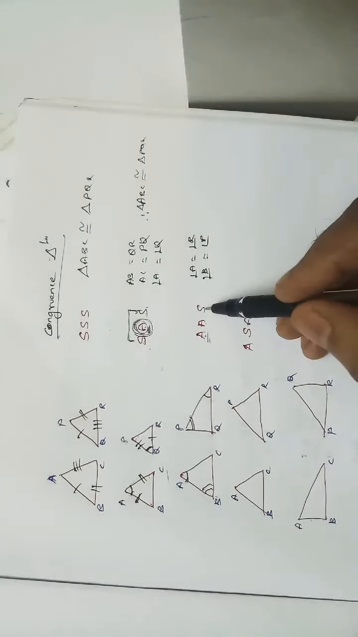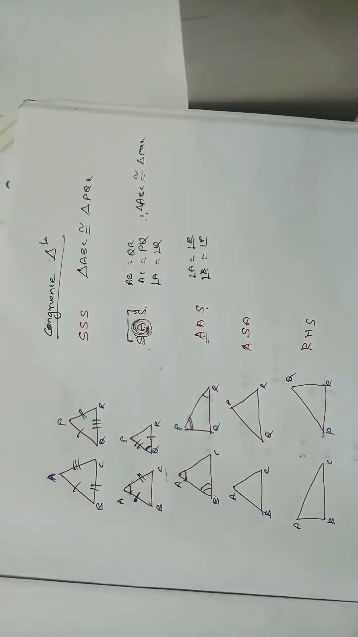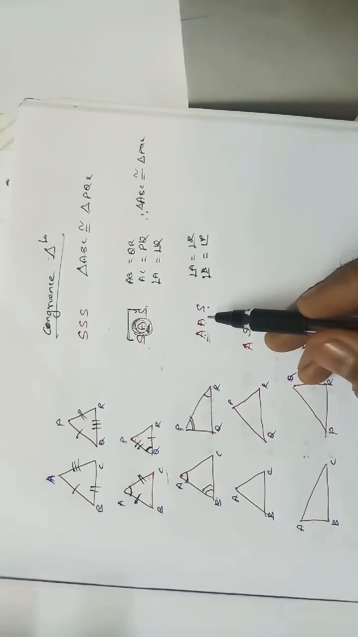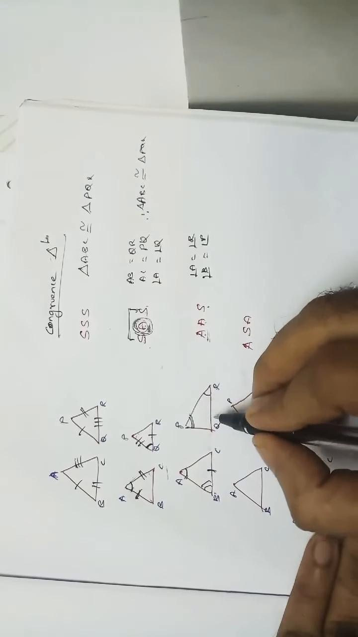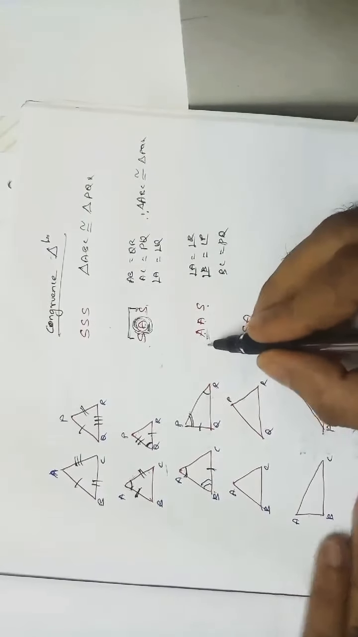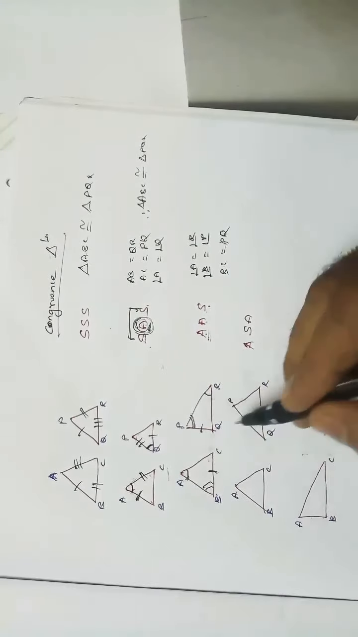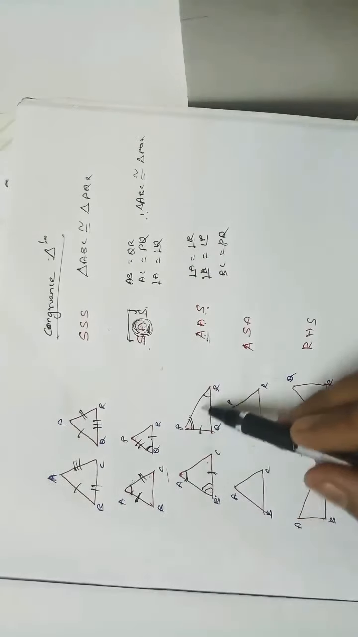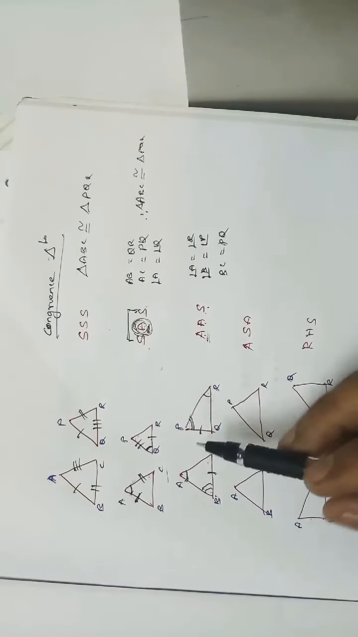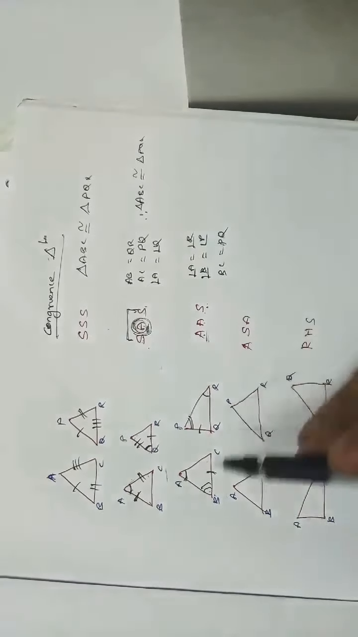Suppose this side, wherever it comes, it need not be the inclined side. Suppose here I get BC is equal to PQ. Then this will be applicable. By angle, angle, side, these two triangles are congruent. Here we are having two angles and one side equal. So by the AAS property, we can say that these two triangles are congruent.